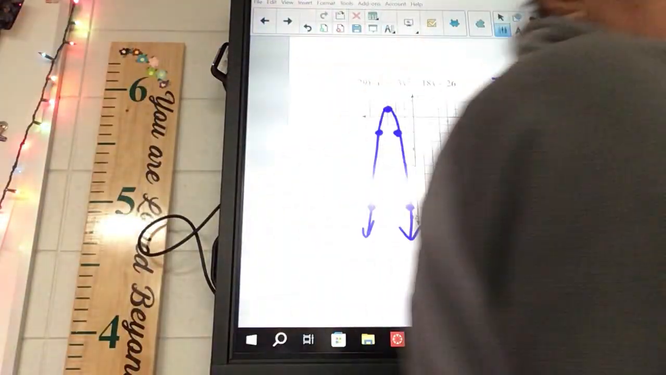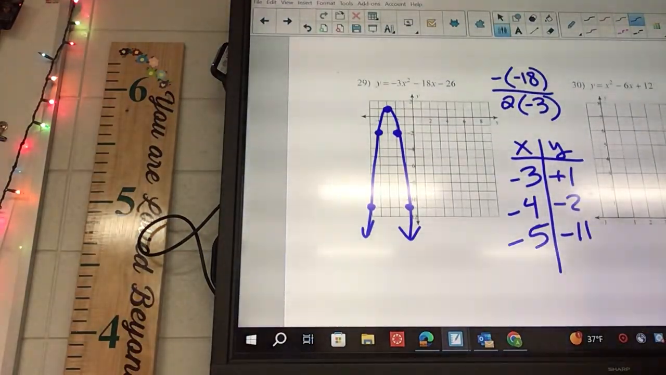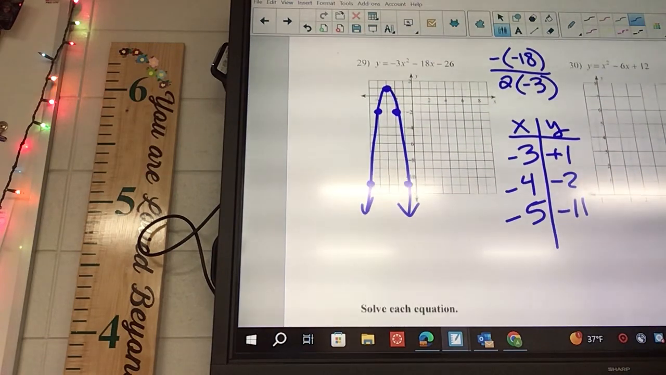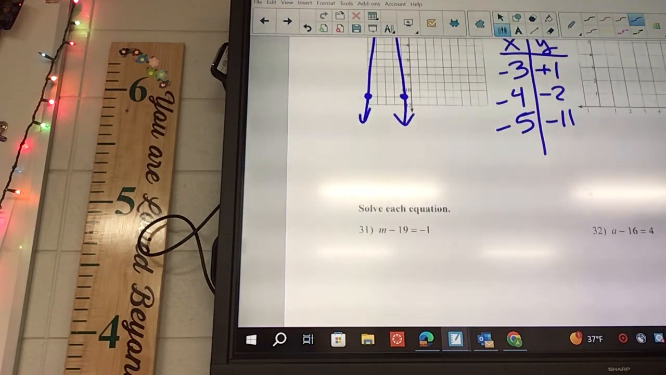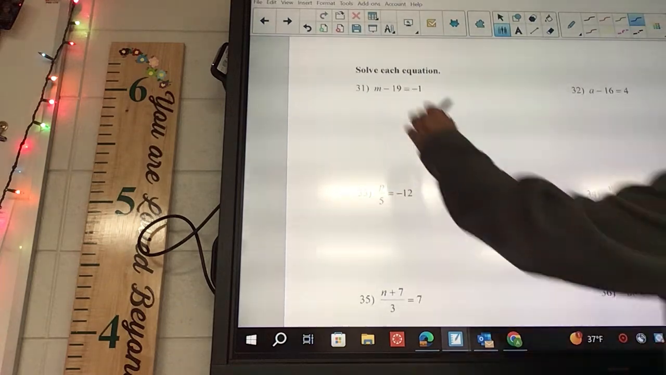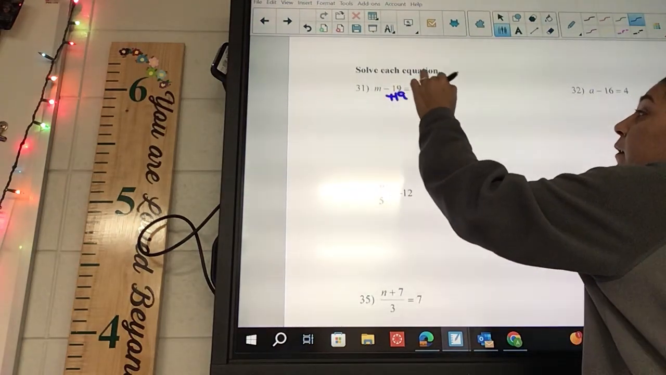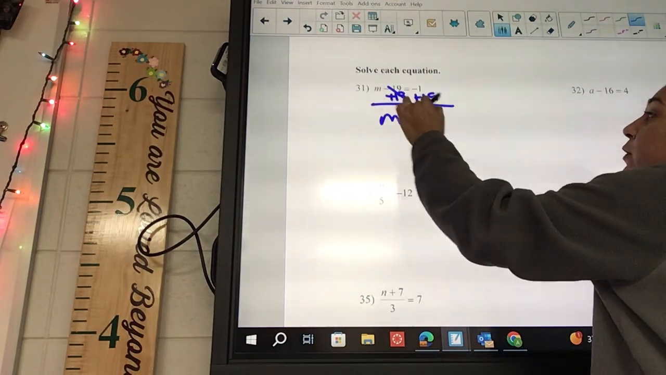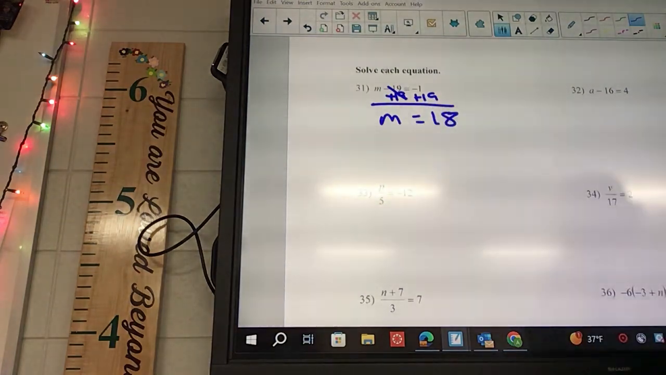Okay, 31. What needs done? Add 19 to both sides. So plus 19 on both sides. So I'm gonna get m equals, and it's gonna be 18. Okay, -1 plus 19 is gonna be 18.